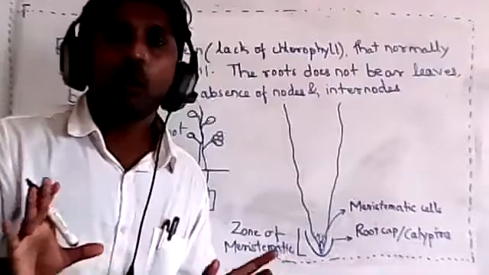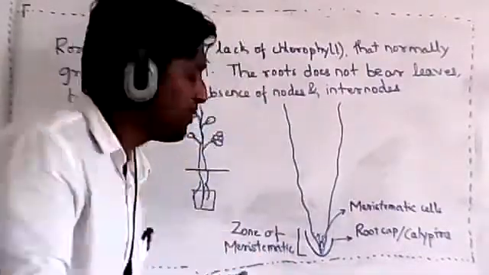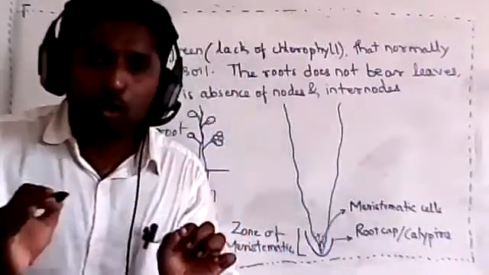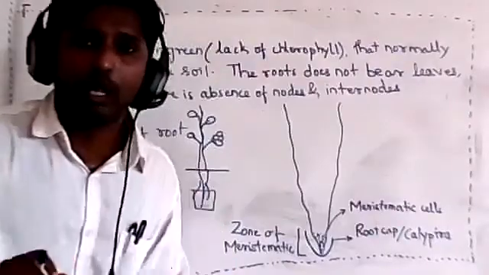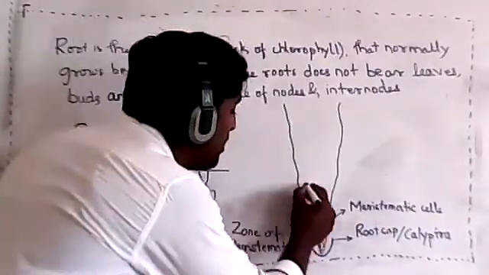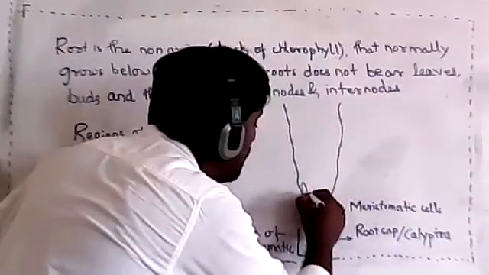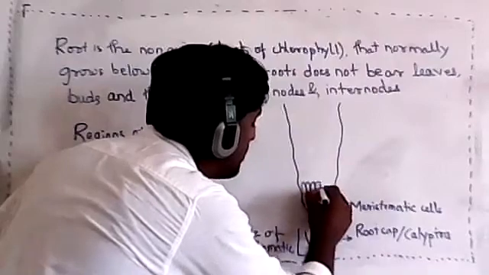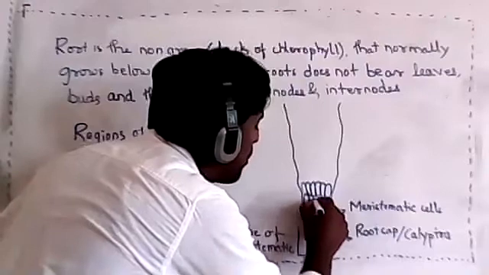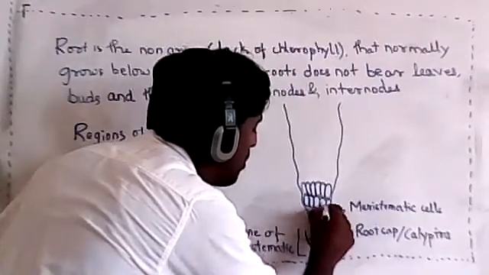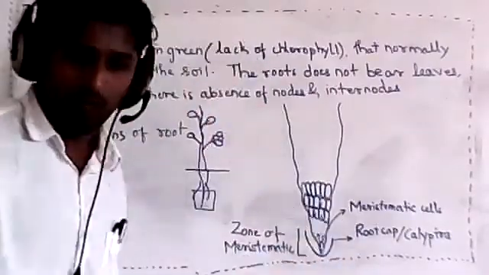Okay. Next is, so in this region, the cells will not undergo cell division. So in this region the cells do not undergo mitosis or division. But what happens in this region? In this region, the cells will be elongated. The cells will grow in their size. They get elongated in their size.